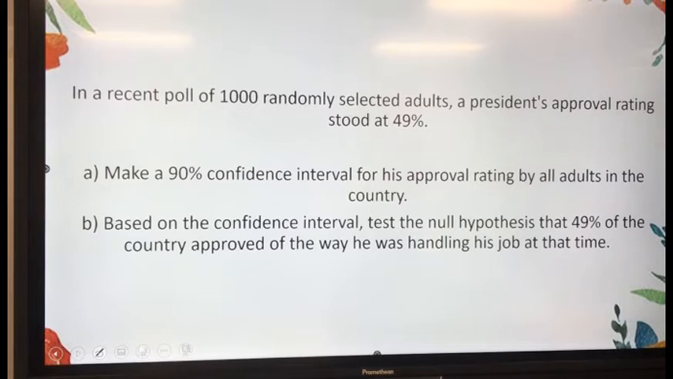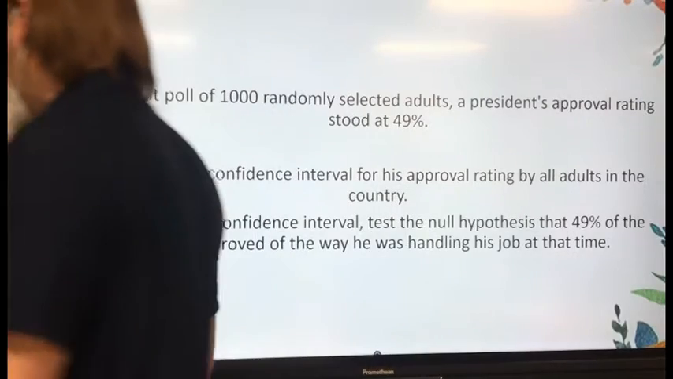Let's look at confidence intervals and how we can use that to determine, do we reject or not reject the null. In a recent poll of 1,000 randomly selected adults, a president's approval rating stood at 49%. Make a 90% confidence interval for his approval rating by all adults in the country. And then based on the confidence interval, test the null hypothesis that 49% of the country approved of the way he was handling his job at the time.